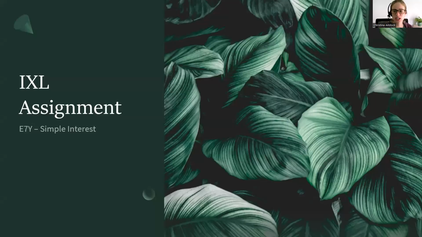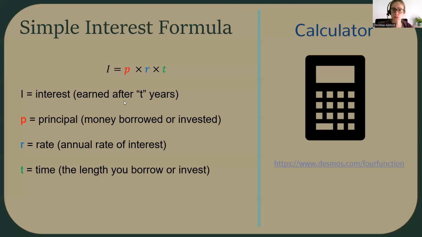Hello, everyone. Today we're going to be looking at IXL assignment E7Y, simple interest. So when we're dealing with simple interest, there is a formula that we can use to solve this. And our formula for simple interest is equal to principal times our rate times our time.